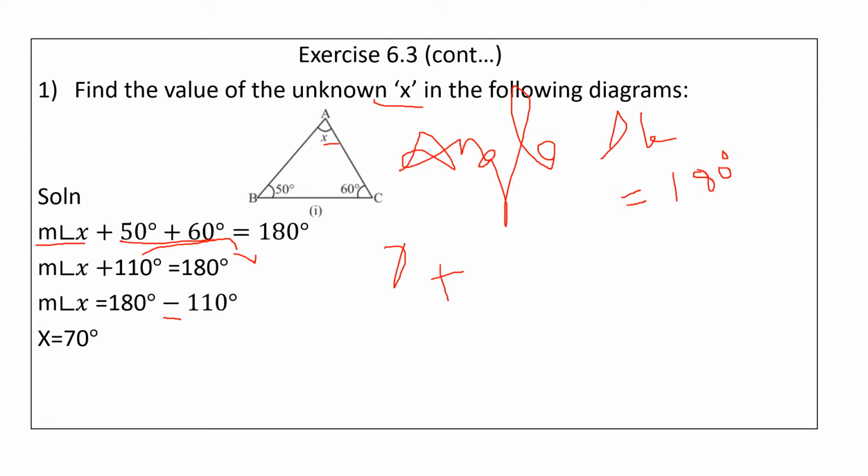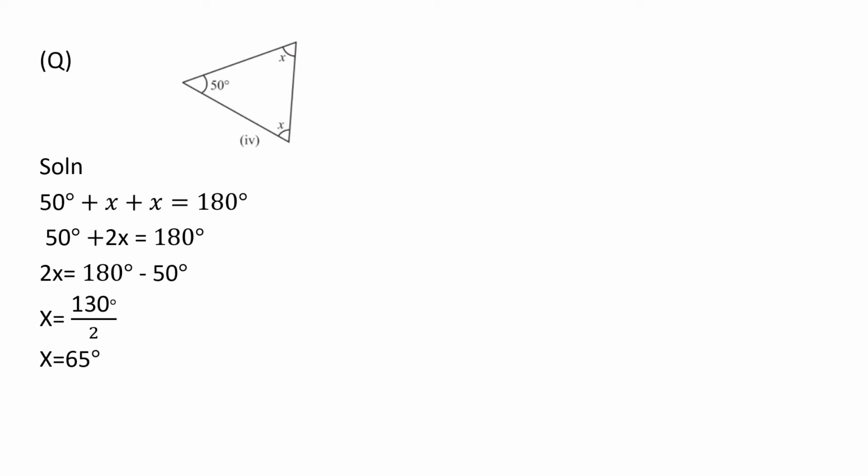Okay. Now, let's see the next problem. Here also, they have given a triangle. Here, one angle is given, 50 degree, and two angles are unknown. Here also we will apply what property? Angle sum property. So 50 degree plus x plus x is equal to 180 degree. You all know how to solve an equation, right? So x plus x is 2x. So 50 degree plus 2x is equal to 180 degree.